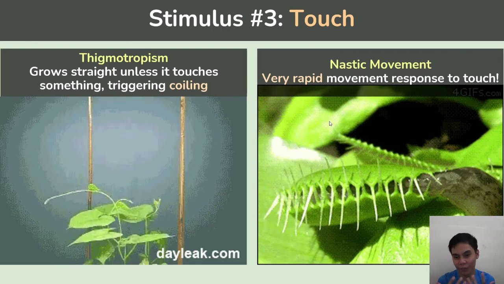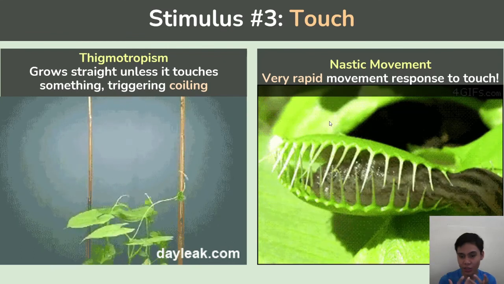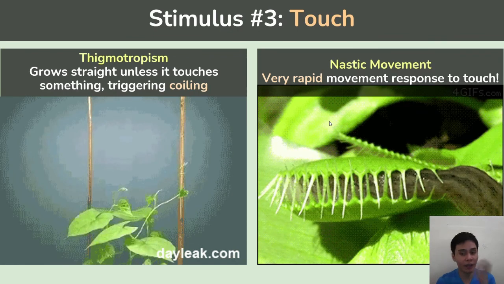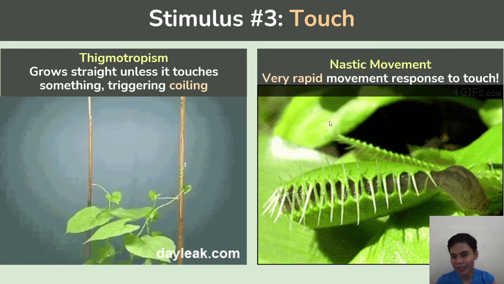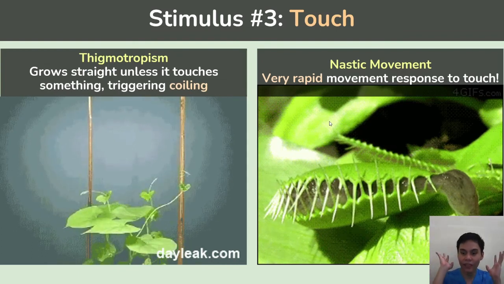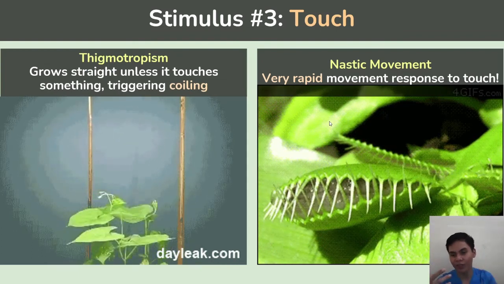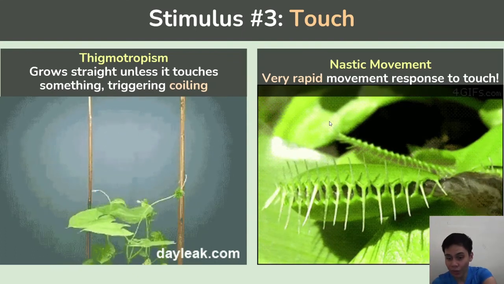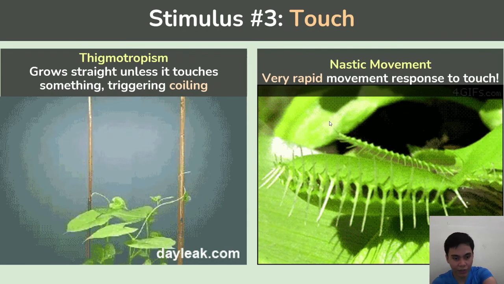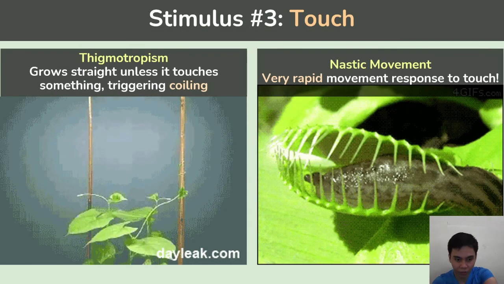Again, this is not thigmotropism. It's a very rapid movement responding to touch. So one example is your Venus flytrap. Another example is Mimosa pudica or your makahiya. So when you touch them, they have a very rapid response, usually in movement of the plant, so that they can defend against herbivores, or in the case of the Venus flytrap, perform predation.